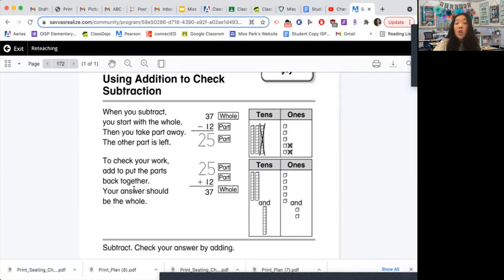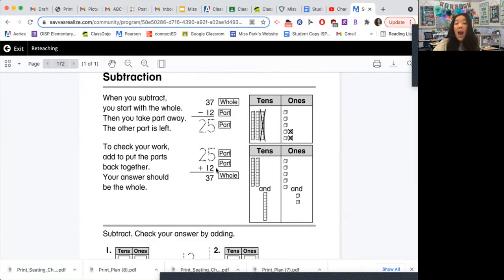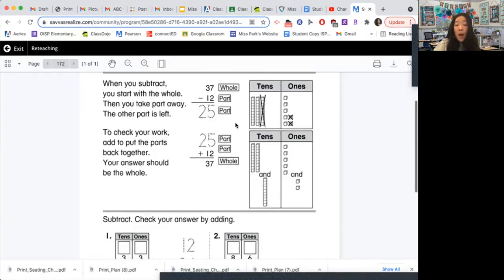To check your work, you're going to add to put the parts back together. Your answer should be, again, the whole. So let's make sure that we did that correctly. 25 was what we were left over with. So we're going to put 25. We're going to add the part that we used to buy that toy again, 12. Now, if we add these up together, 10, 20, 30, 31, 32, 33, 34, 35, 36, 37, it should give you the whole that was up here. 37 is the whole here, 37 is the whole here. So that means that our part is correct.